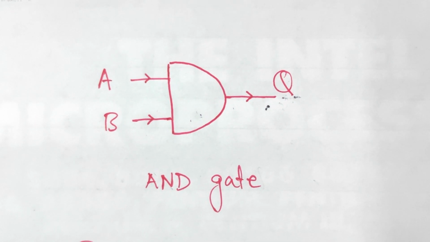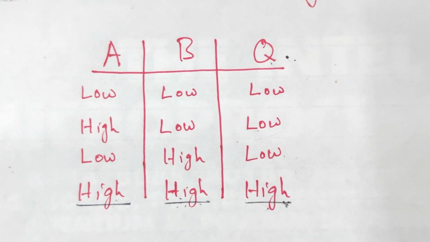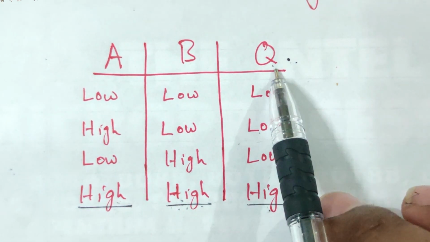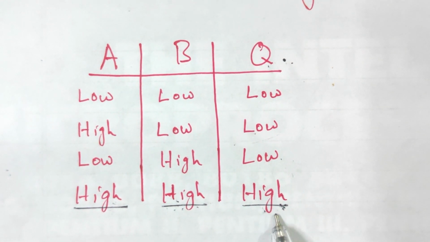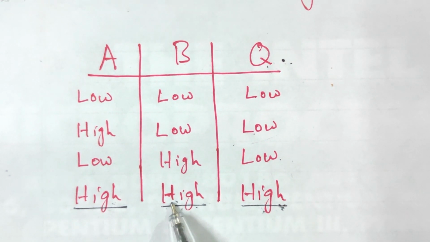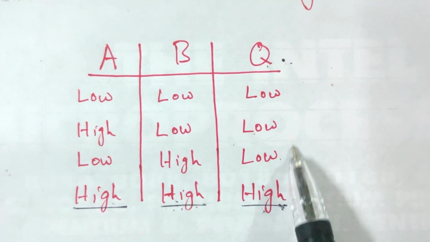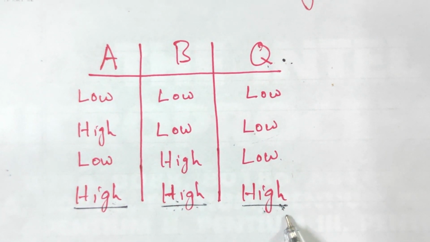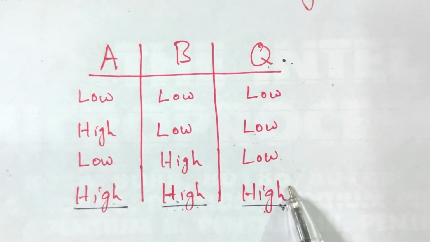But before that, let me explain the working of the AND gate with a truth table. So this is the truth table of the AND gate that has inputs A and B and output Q. As you can see, the AND gate will give high output only if both the inputs are high. If any of the inputs is low, the AND gate will give a low result. The high result is only produced by the AND gate if both the inputs are high. So this is the truth table and working of the AND gate.